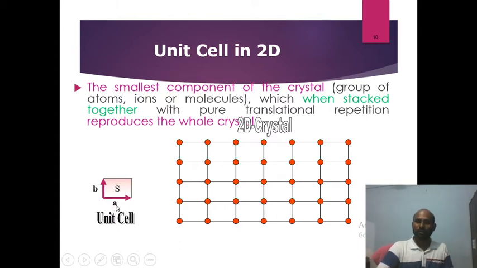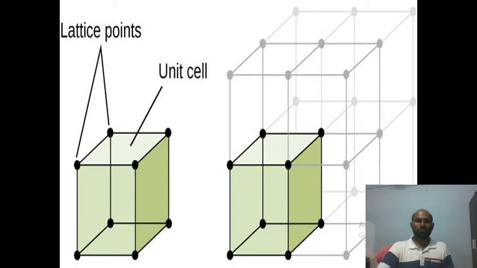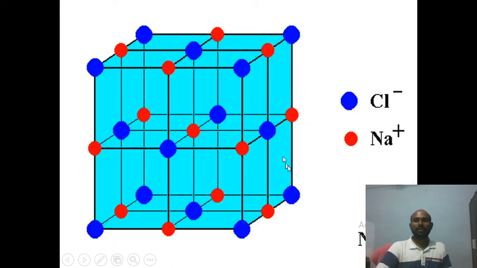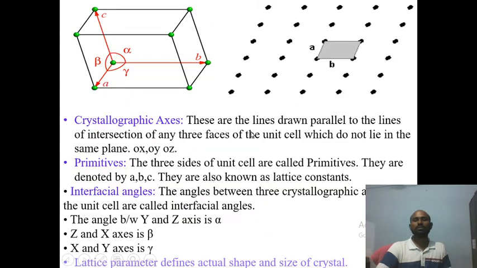In two dimensions, there are only two lattice parameters, A and B, and the 2D unit cell is formed like this. This is the unit cell in three-dimensional space. Look here, this is the NaCl crystal structure, which we call salt. This is a three-dimensional crystal structure. This is a chlorine atom, this is a sodium atom. We get a continuous repeated arrangement of atoms, which is called the unit cell.